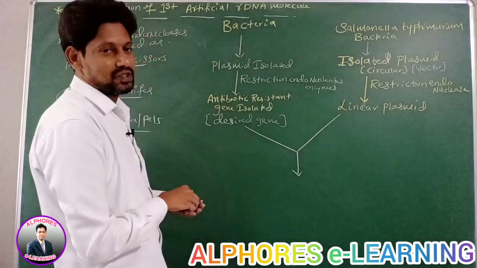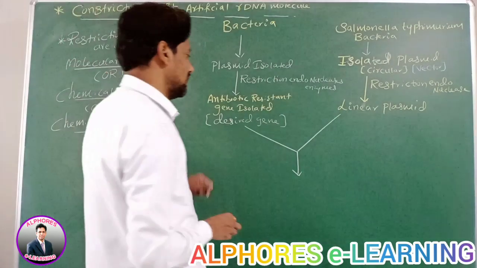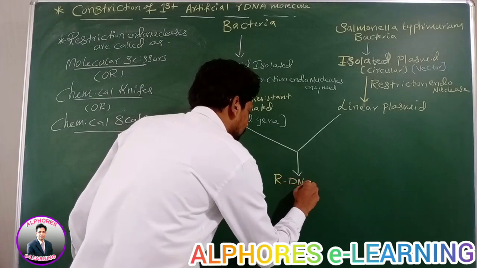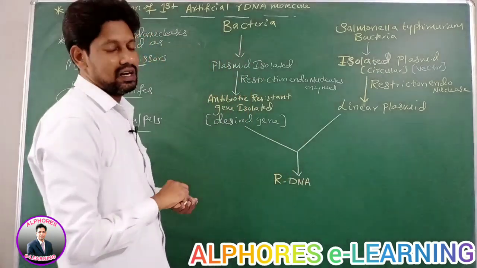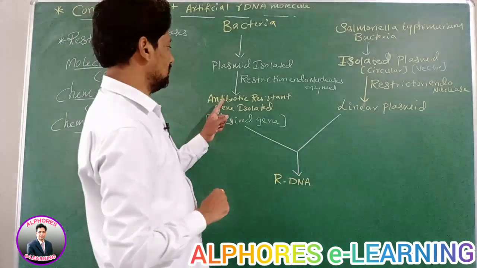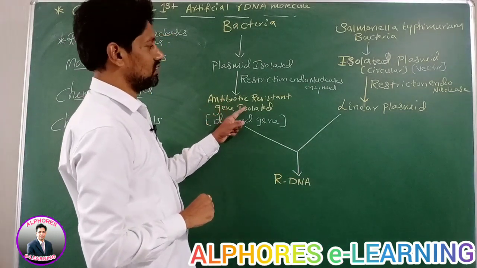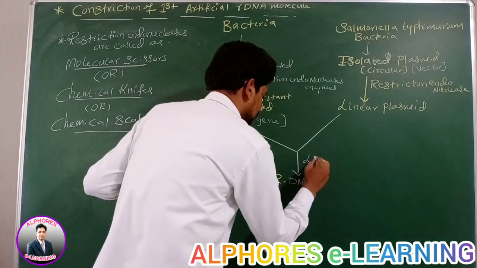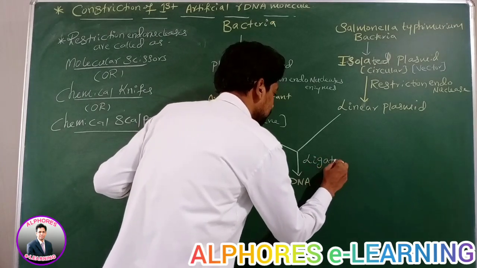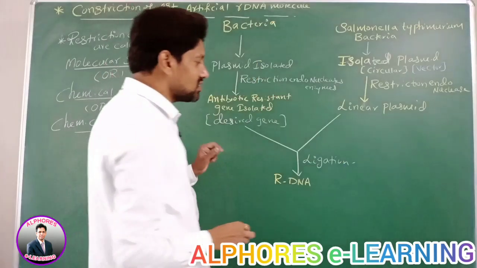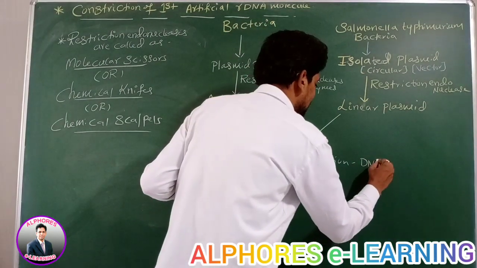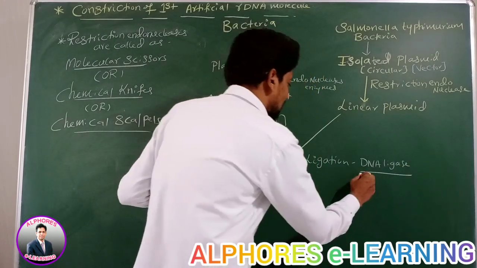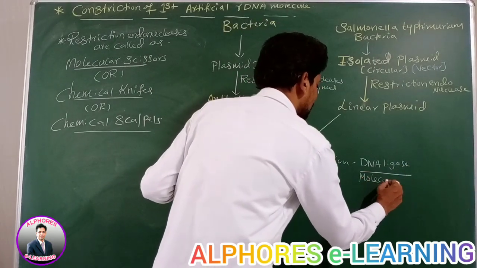Into the linear plasmid. Then what did we get? We got rDNA. This joining of the antibiotic resistant gene with the linear plasmid is called ligation. This ligation is done with the help of which enzyme? DNA ligase. DNA ligase is also called molecular glue.